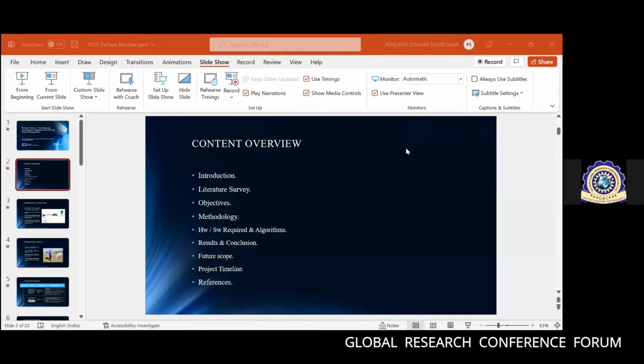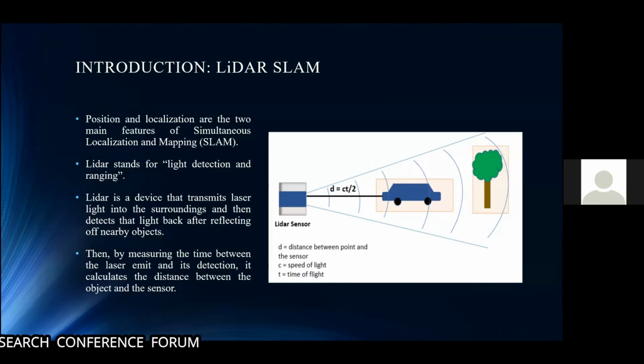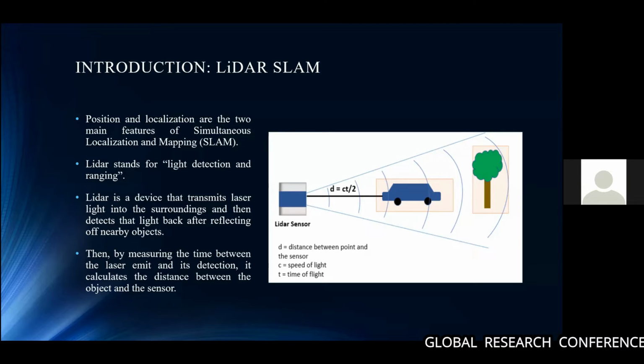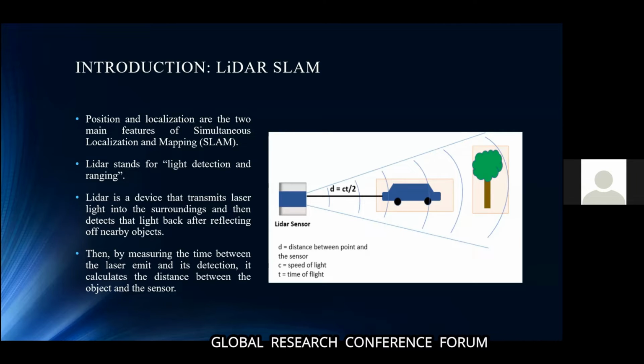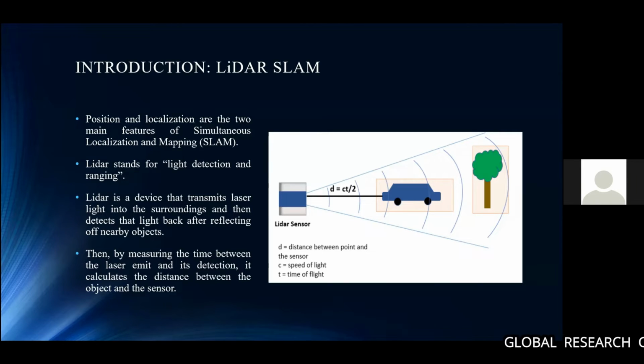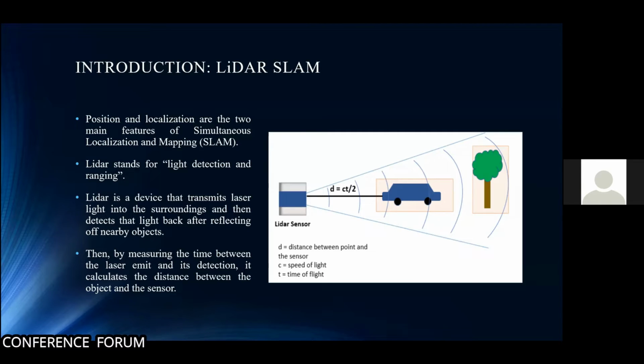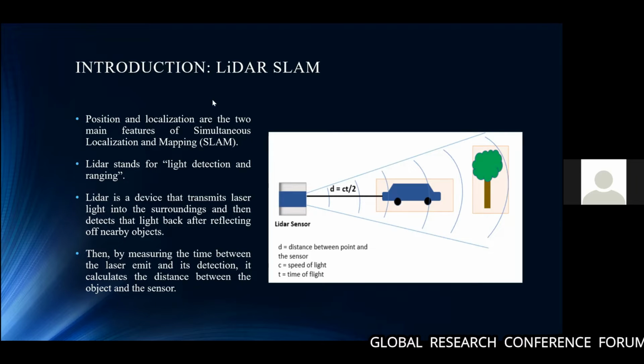Talking about SLAM, there are basically two types. One is visual, and the second one is LiDAR. I have used LiDAR SLAM. LiDAR is a sensor which sends a laser and receives it. According to the formula of distance, speed of light times time of flight divided by 2, it will calculate the distance and location. It will give the correct location of a surrounding object.